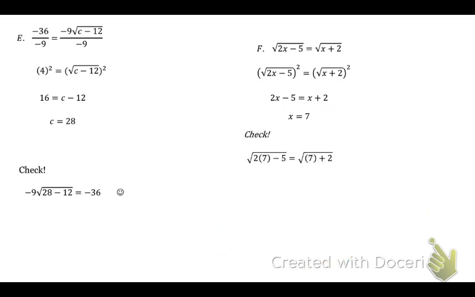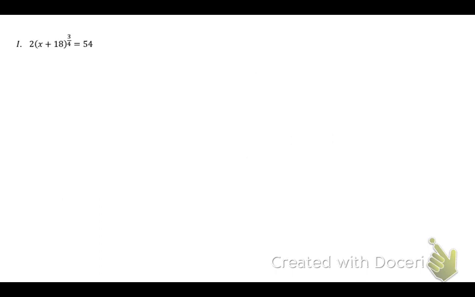Okay, check your answer, and you get square root of 9 equals square root of 9, which is 3 equals 3. Booyah, we're good. Okay, now let's look at these ones. So these ones are just a little bit different, not too much though.